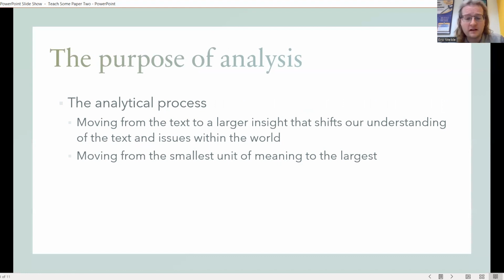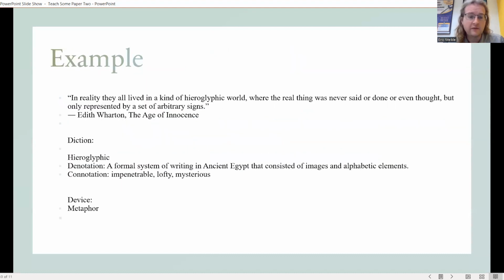In terms of analyzing the text, we're going to talk from the smallest unit of meaning, individual words, and then build up to the largest conceivable meaning. That's the contextual understanding, going back to the global issues we mentioned before. Let's have an example of this.